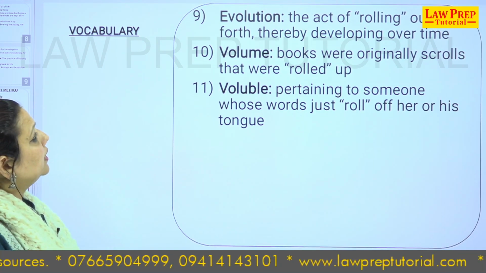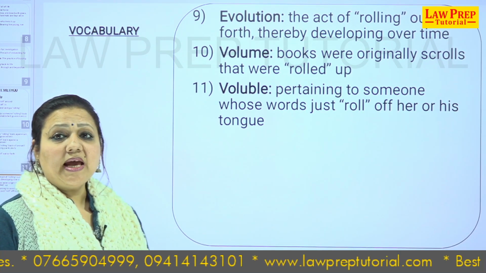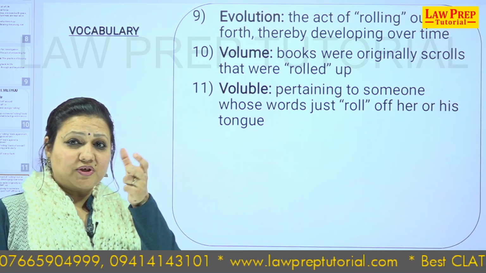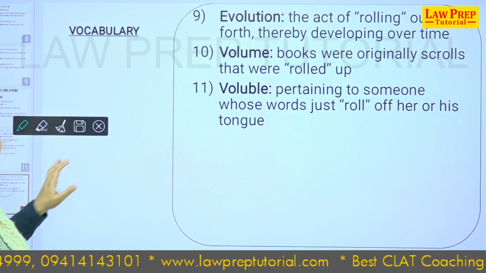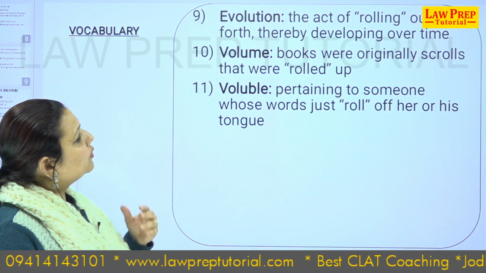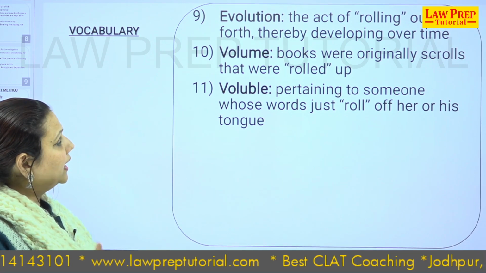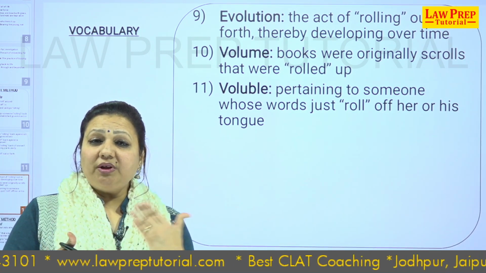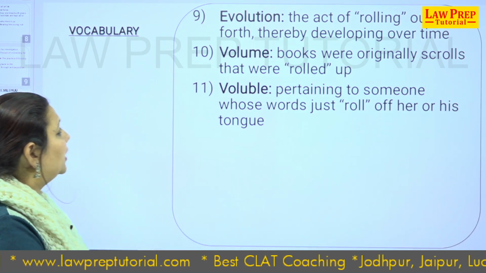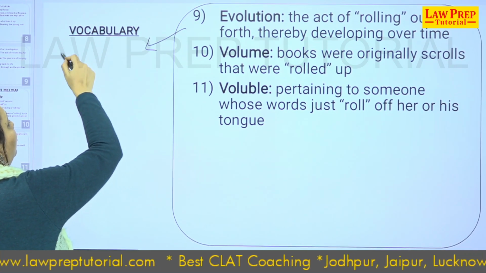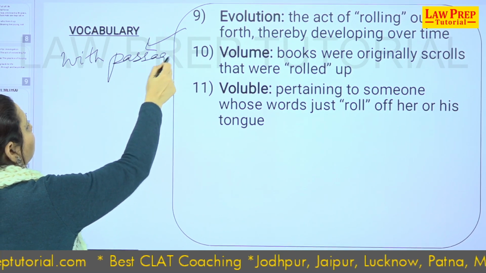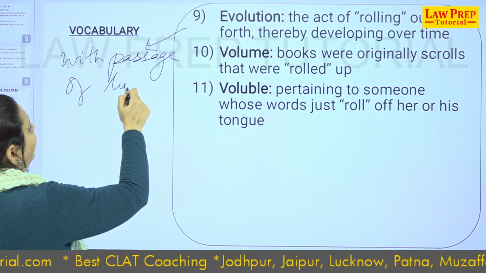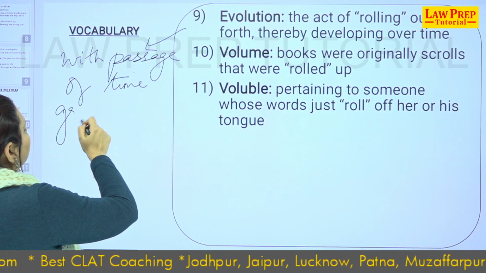Turning to the next word, evolution. This is the act of rolling. You see the word roll, which is rolling in all the words. It is something which is rolling out forward, thereby developing over time, with the passage of time, right? So, it comes out with the passage of time. This means it is a very gradual process.